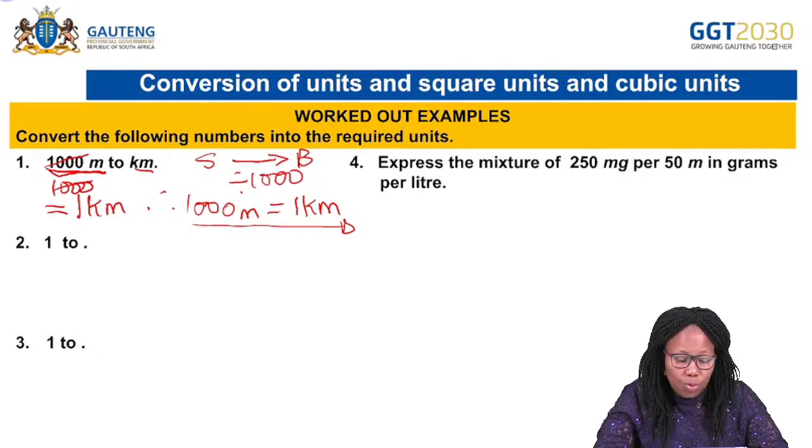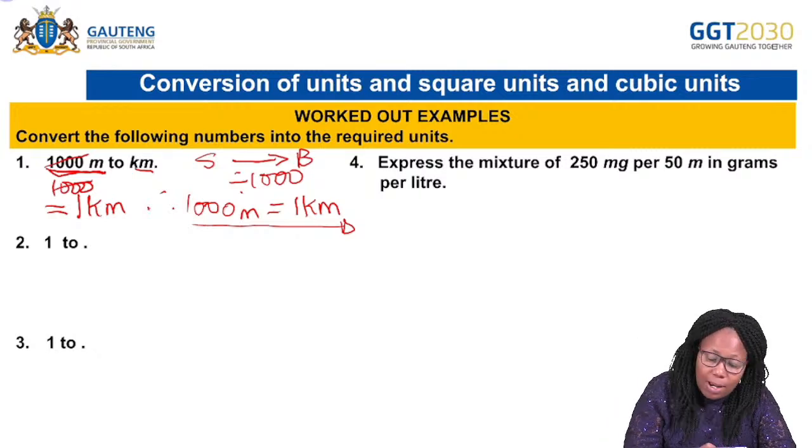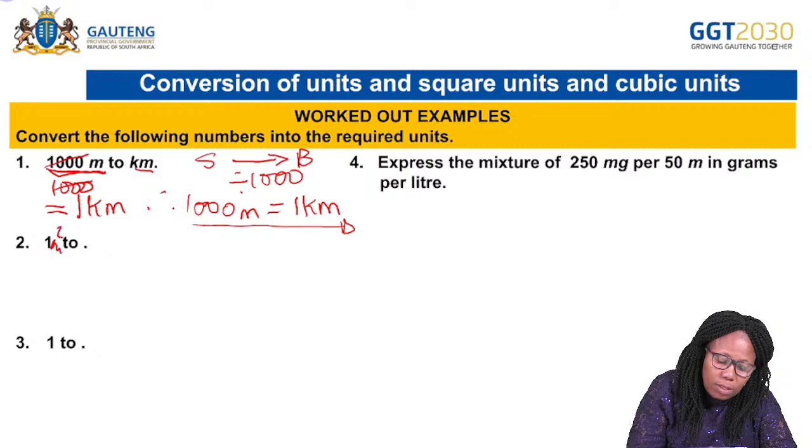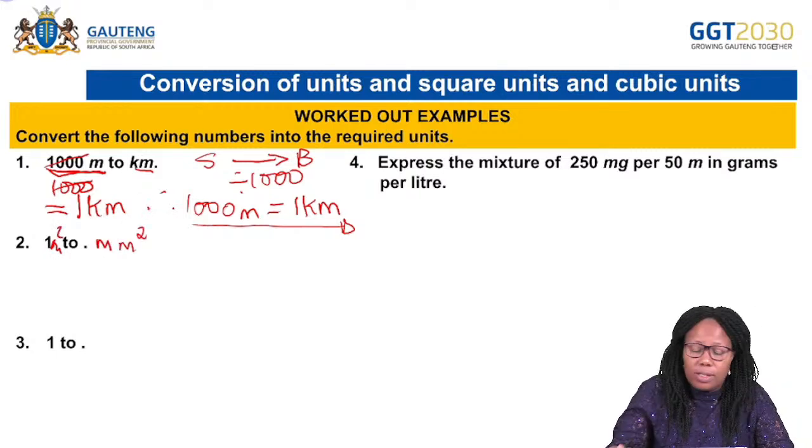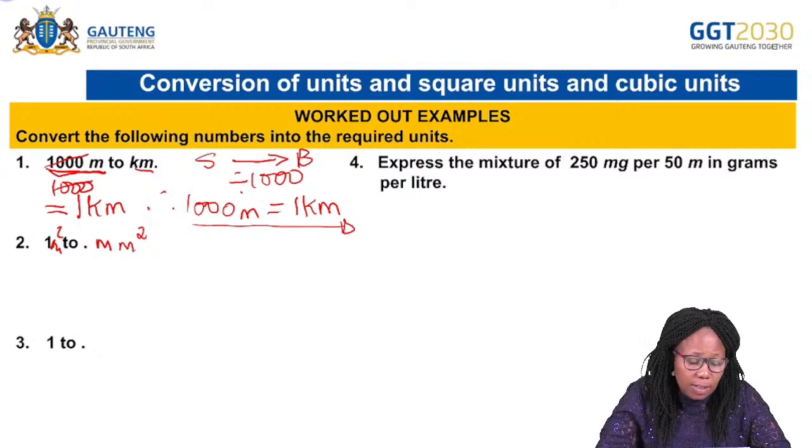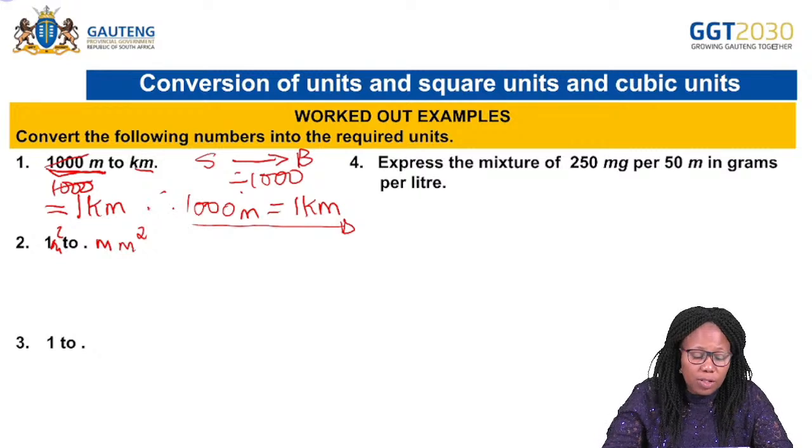And then number 2, we are now moving 1 square meter to millimeters squared. Okay, look at that, there's a mistake there. It is 1 square meter to millimeters squared.